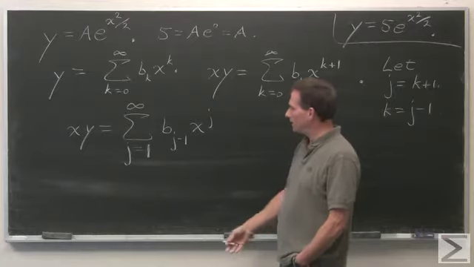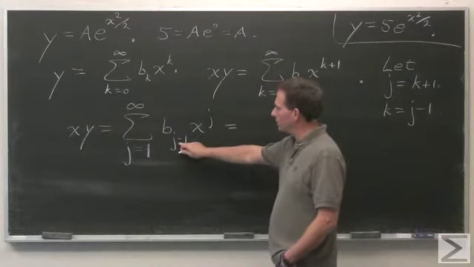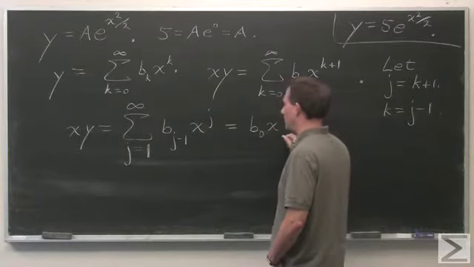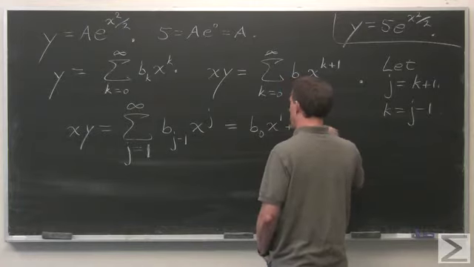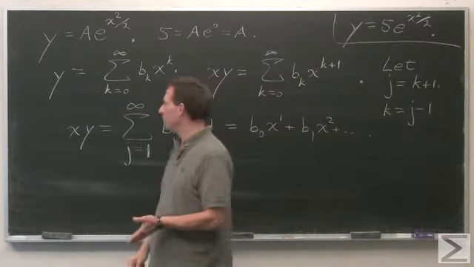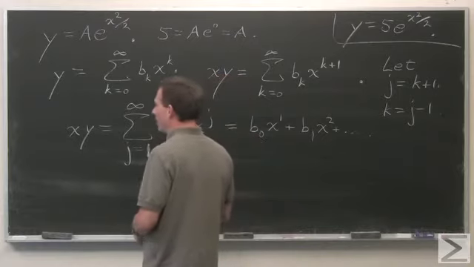Again, don't let this confuse you. When j is 1, this means you get b sub 0 times x to the 1. And then when j is 2, you get b sub 1 x squared plus, and so on. All we've done is multiply our original series by x. Okay, so where are we right now?